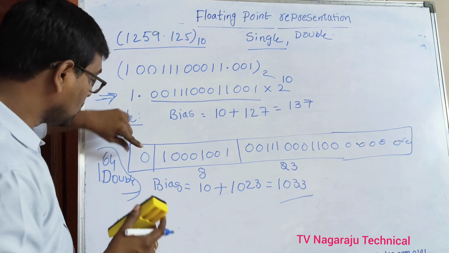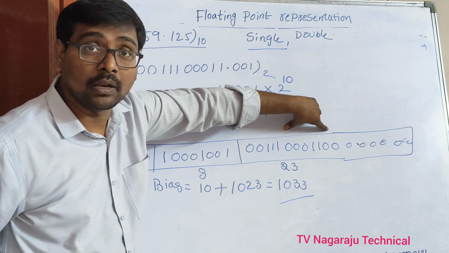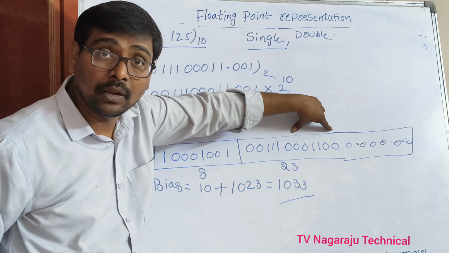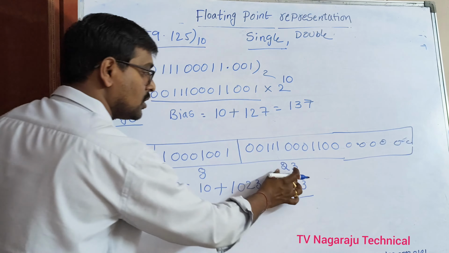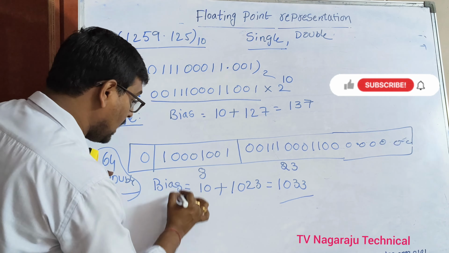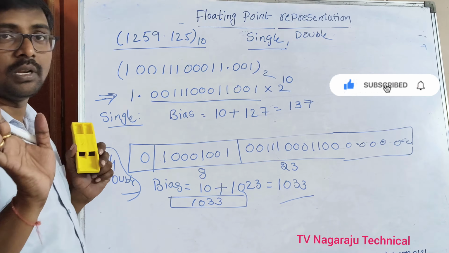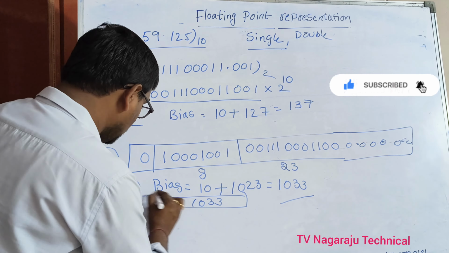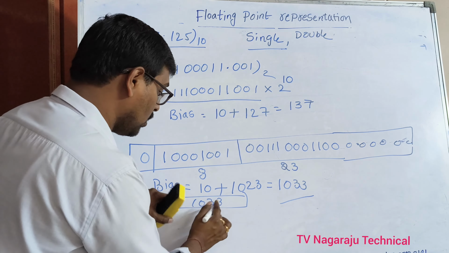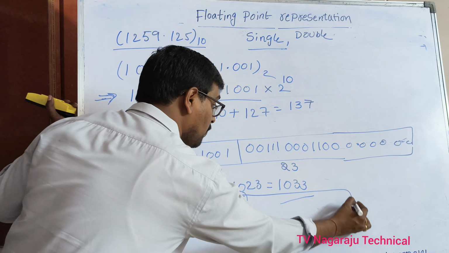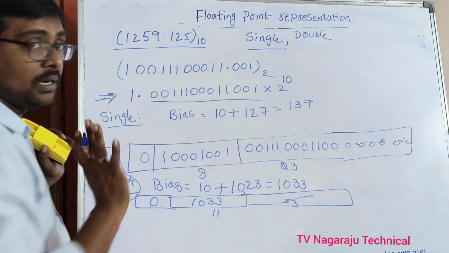In the 64 bits, 1 bit is for sign, and 52 bits are used for the mantissa. Here also the same 0, 0, 111 followed by remaining zeros. In the exponent, we are representing the binary value of 1033 in 11 bits, followed by the 52 bits of this mantissa. Clear?